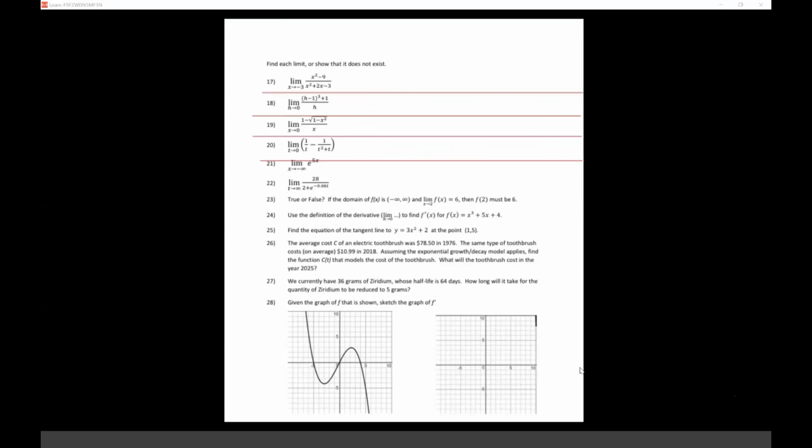Miriam, what were you thinking when you said factoring? What did you have in mind? I mainly thought of it as a way to simplify it.